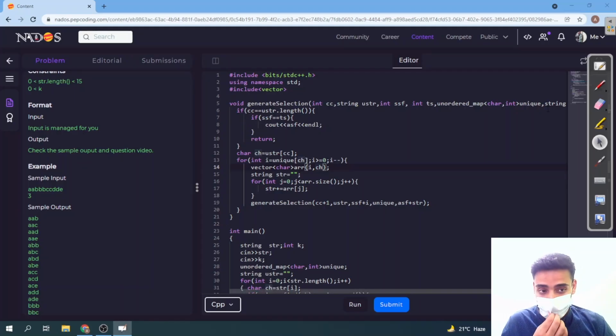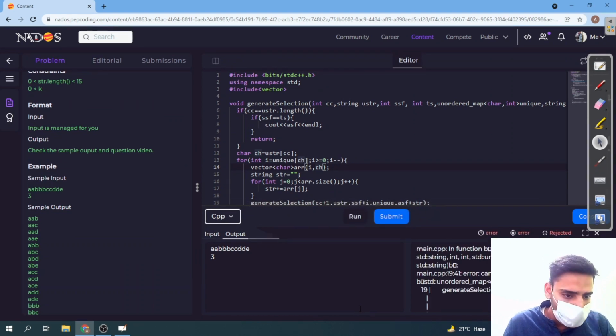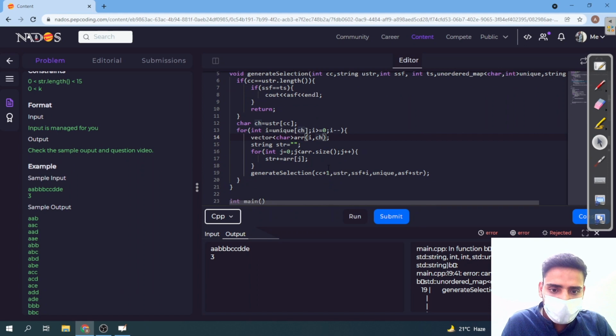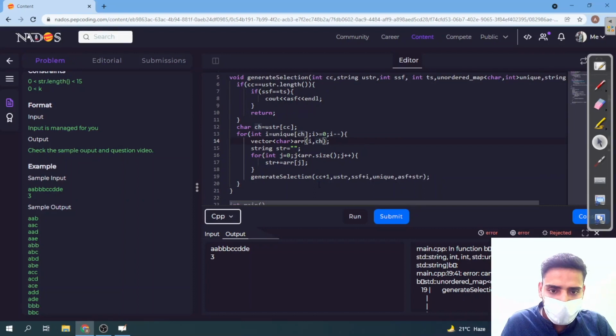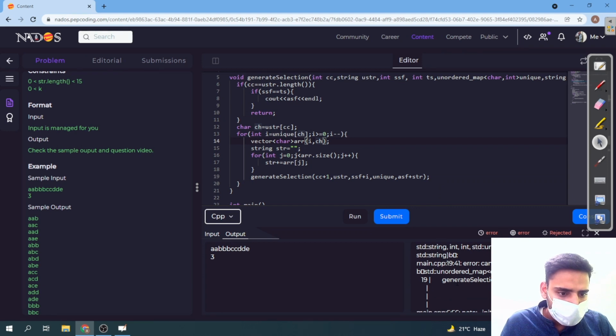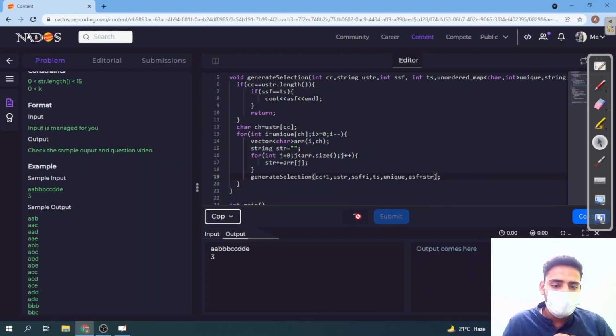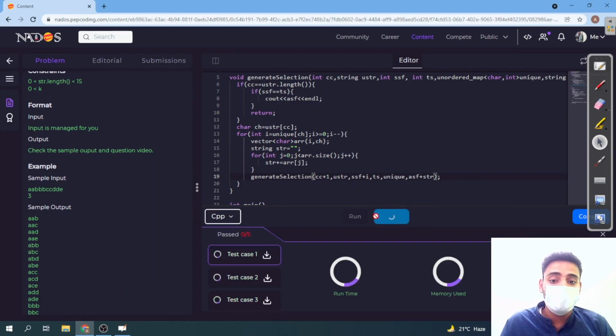Now let's try to run our code. It is actually having some problem here. CC plus 1, generate selection, unordered map, unique string, then SSF plus I. Oh, okay. I forgot to send the total selection here. This is done. Now let's run it. Yes, it is successfully accepted. Now let's submit it for all the test cases.